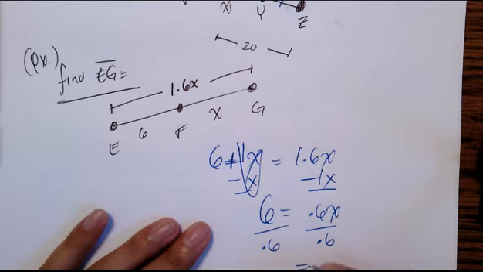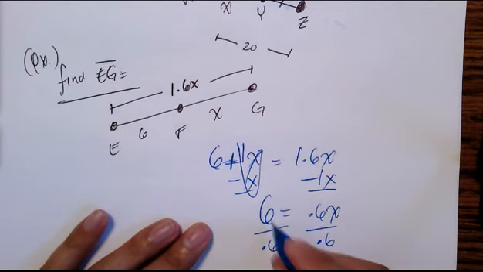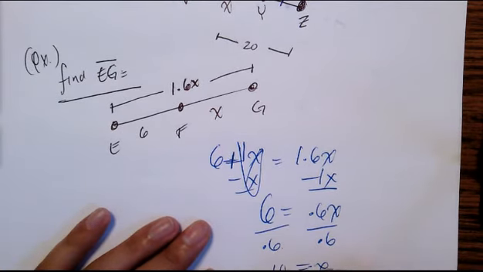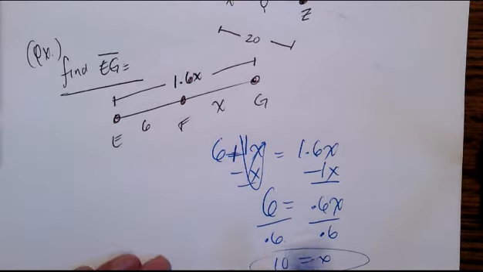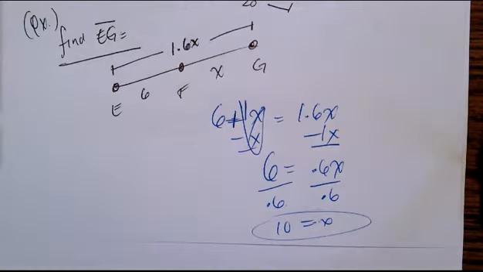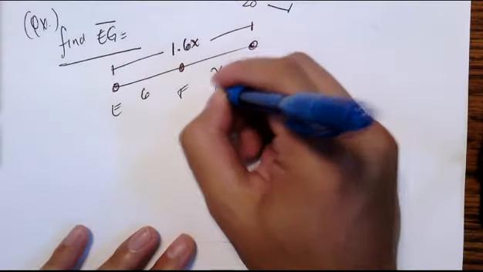So x is going to be, if you divide both of these out, 60 over 6, so it's going to be 10. So x is 10. A lot of students will say, oh, x equals 10, I'm done, shut the book. But that's not it. What you've got to do now is take that 10 and put it right here.